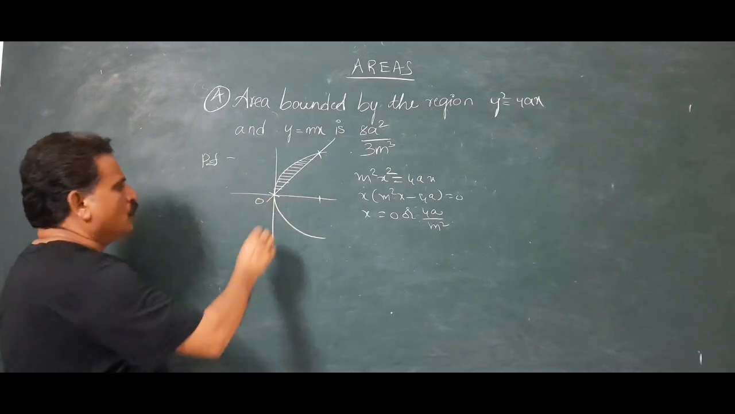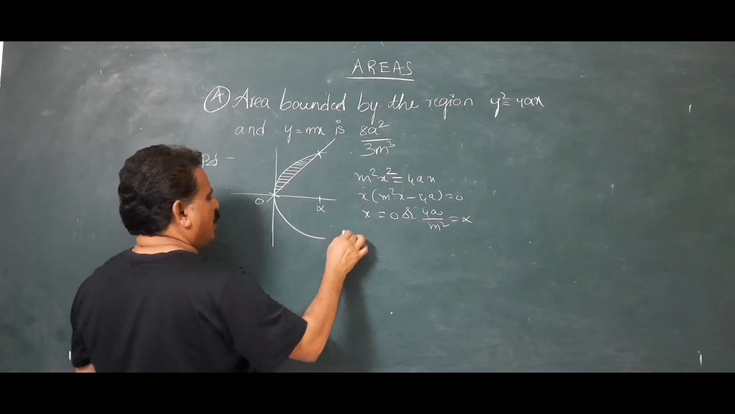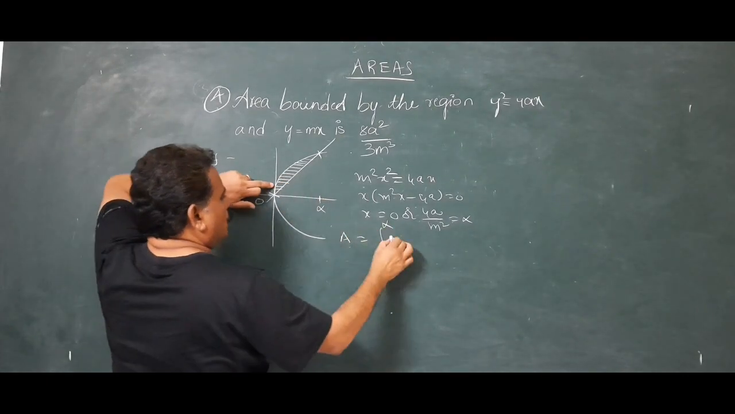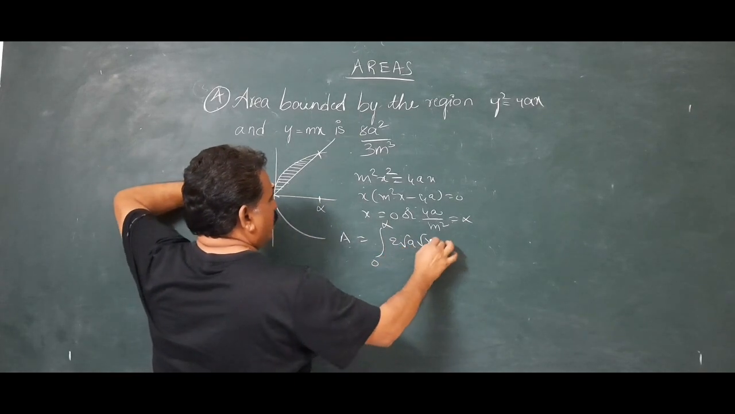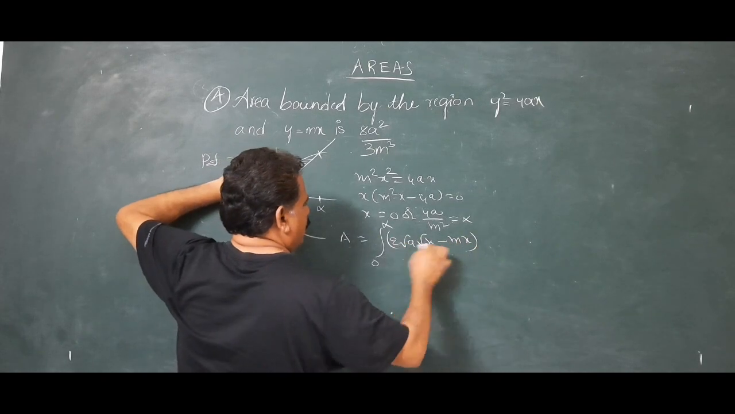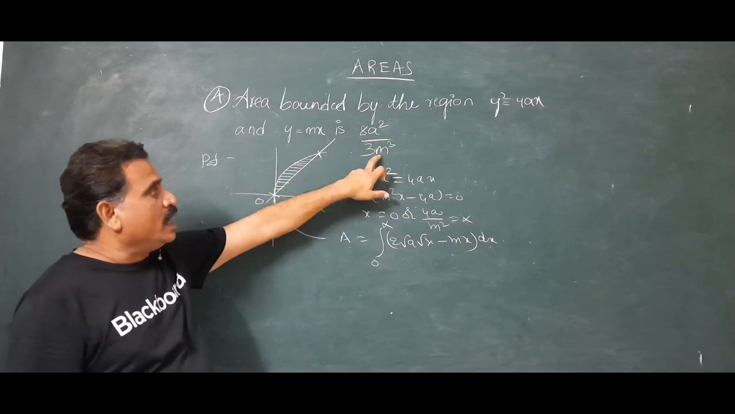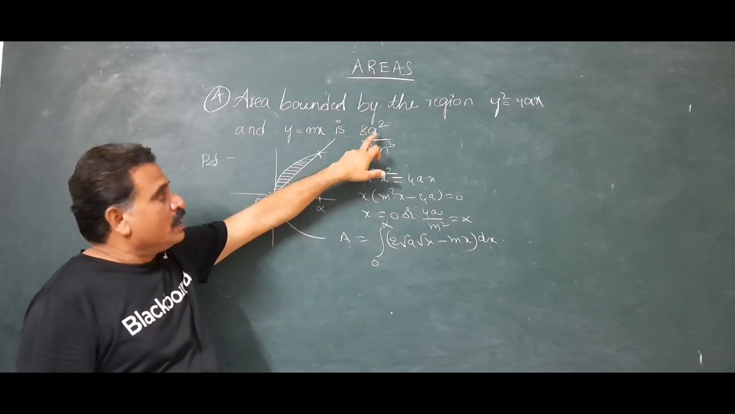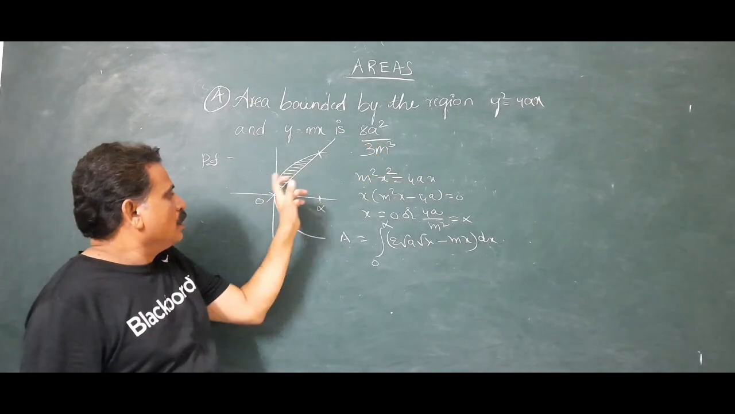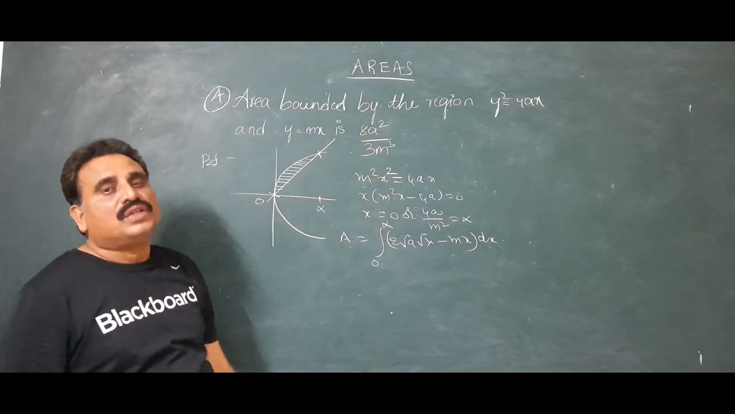Now from 0 to 4a/m², call it alpha. Area equals the integral from 0 to alpha. The upper curve is 2√a√x, from y² = 4ax, and the lower curve is mx. Integrating and simplifying, we get 8a²/3m³. Keep in mind, if m is negative, then in that case we have to take the modulus: 8a²/3m³.